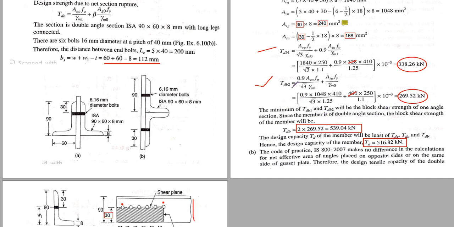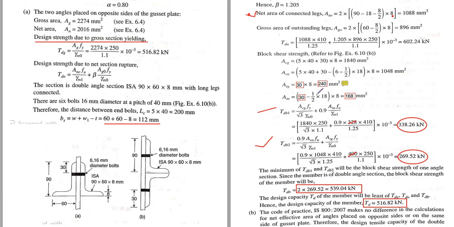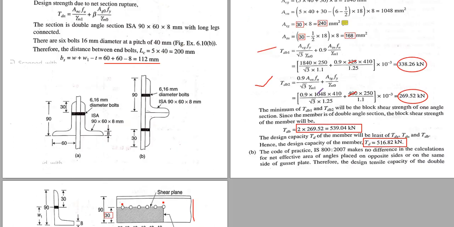So out of these three strengths, the first one was the gross section yielding, the second one is the net section rupture, and the third one is the block shear. Out of these three values, the lesser one will be the tensile strength capacity of this setup. Here, in this block shear strength, 2 will be multiplied because this formula was used for one angle section, so for two angle sections it should be multiplied by 2. I hope you can understand this.